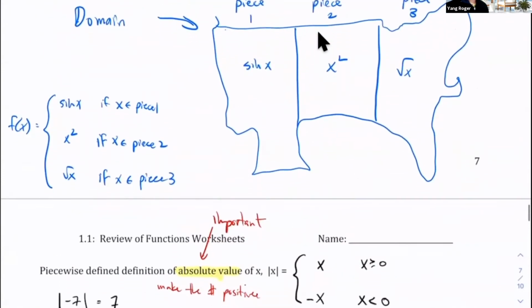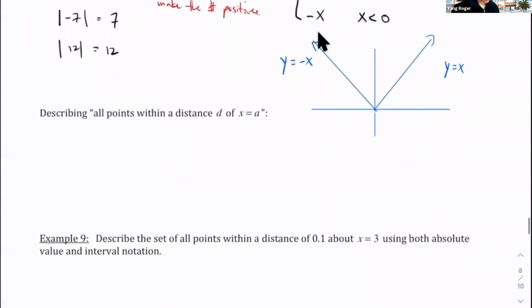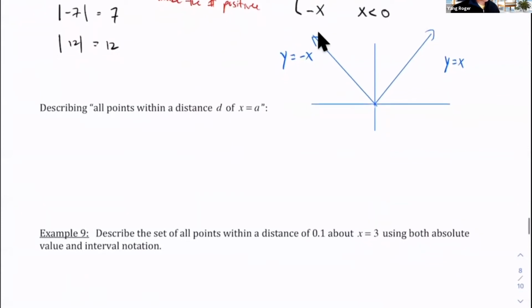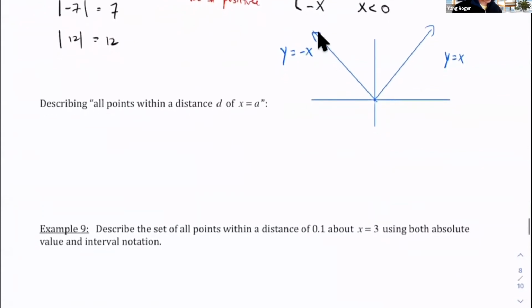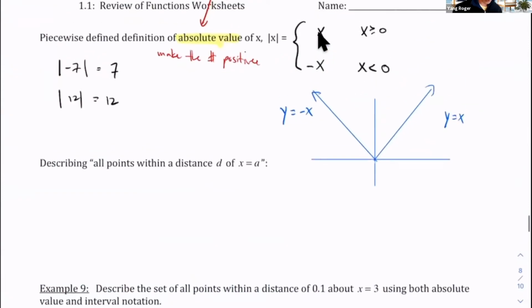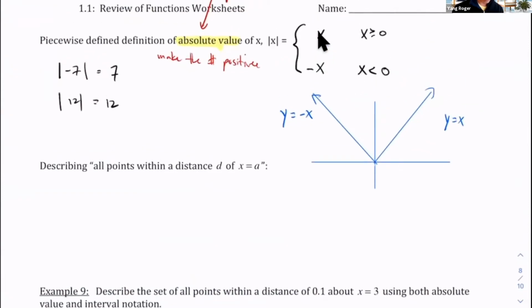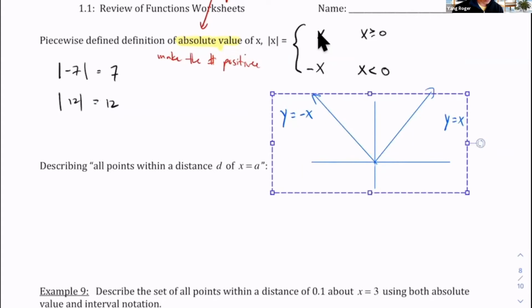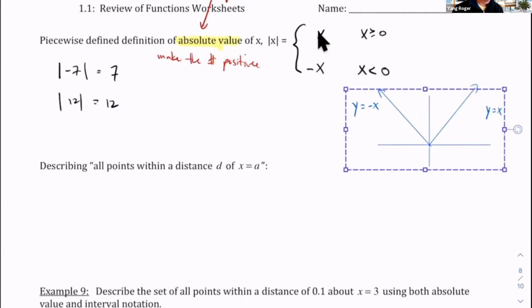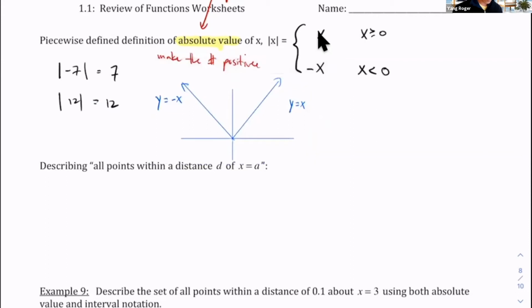I did not exactly finish this section, and I want to finish this off with you. So let's do that now before we move on to the next part here. The part that I'm looking at is describing all points within a distance d of x minus a. Before we talk about this, we really need to discuss absolute value.